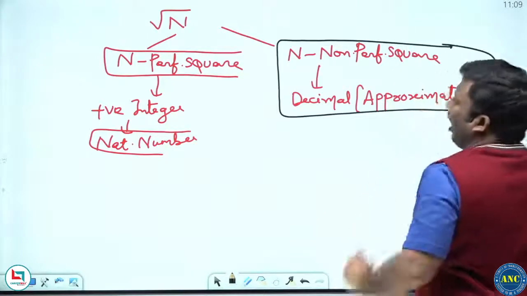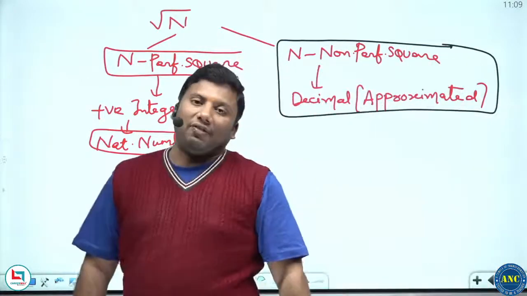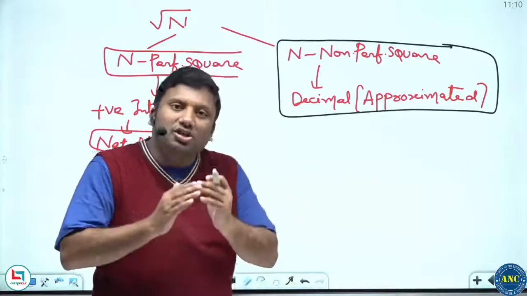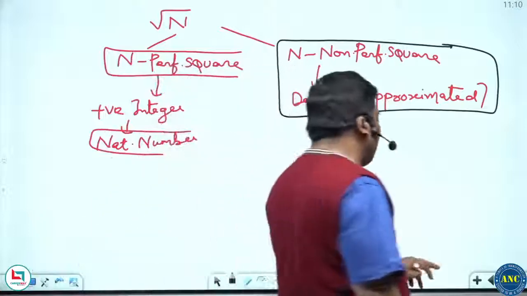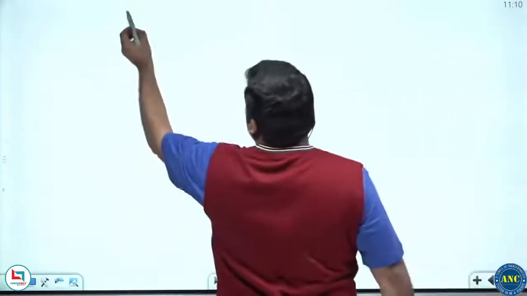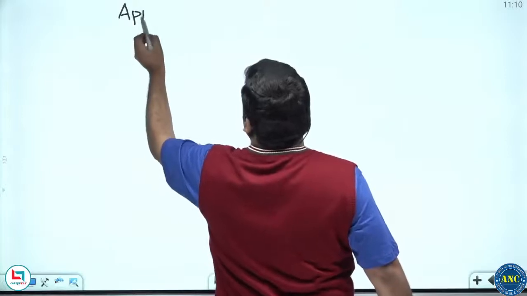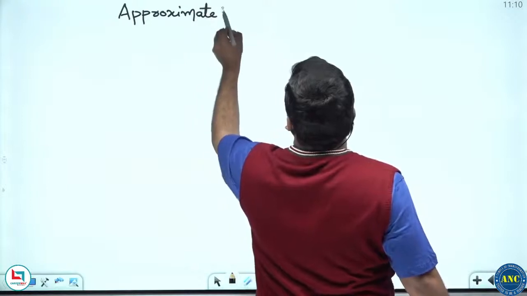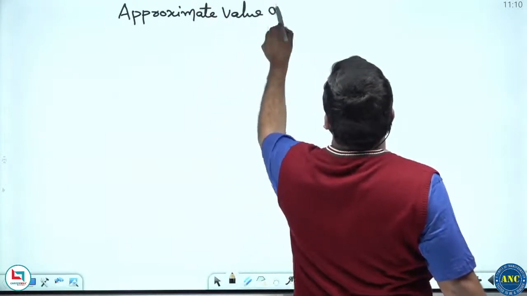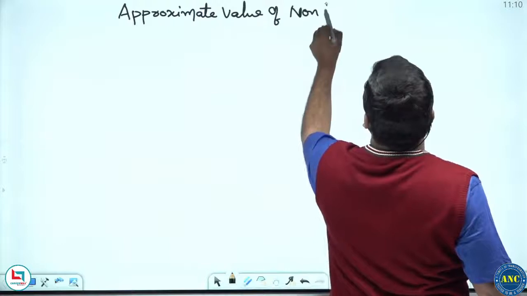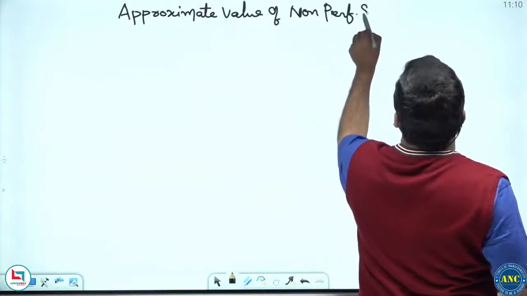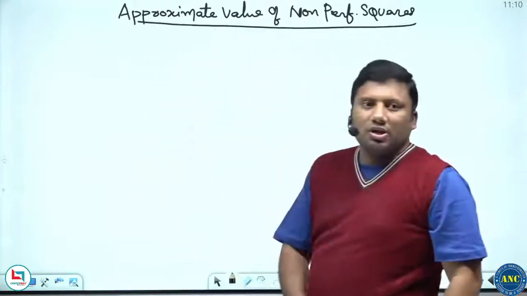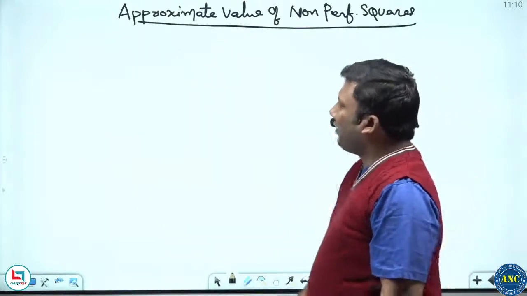How to find the approximate value of a non-perfect square. Very interesting logic. Watch till the end of the class, then you will understand the beauty of thematic based learning. Approximate value of non-perfect squares. I will teach you multiple methods.